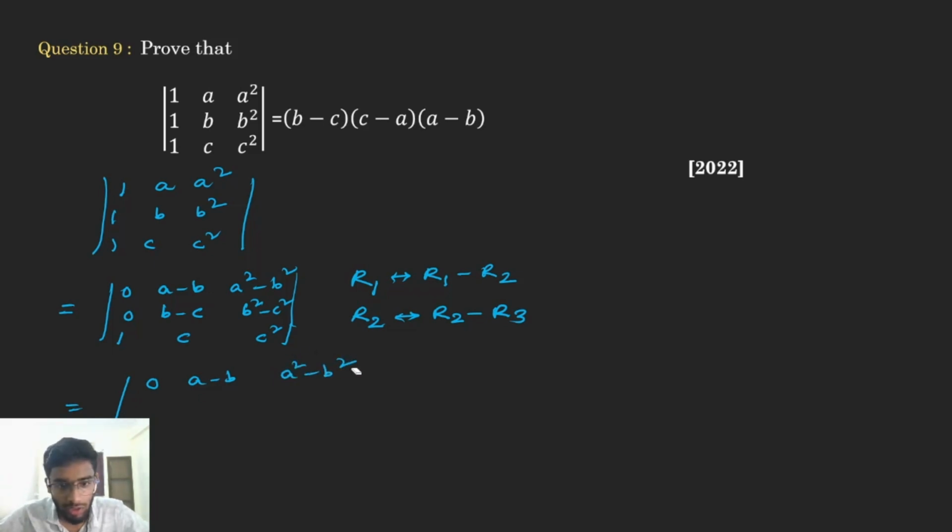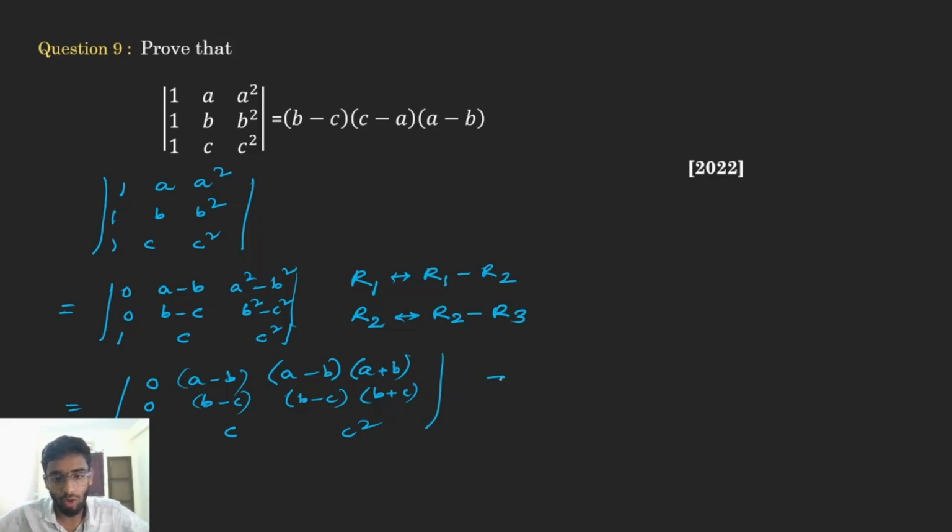If we express this A square minus B square as A minus B into A plus B, then after that line we can take A minus B common from the first row, because in every element there is a factor A minus B. 0 has the factor A minus B, from A minus B also we can take A minus B, and from this term also we can take. Similarly here also B minus C, and in that case it will be B minus C into B plus C. It is 1, C, C square.